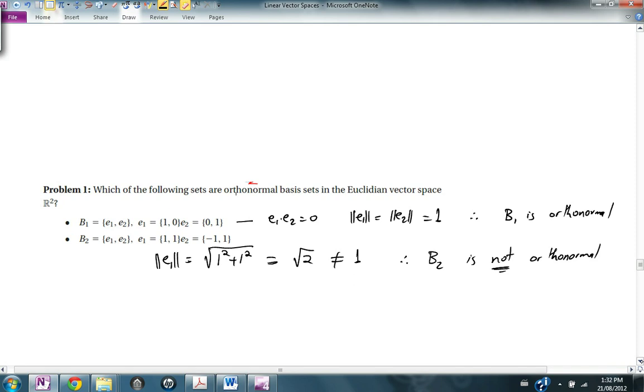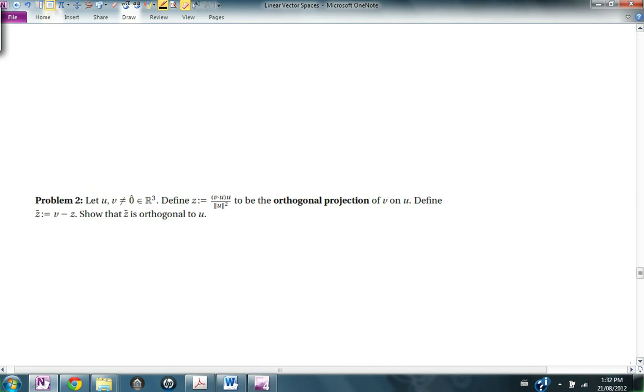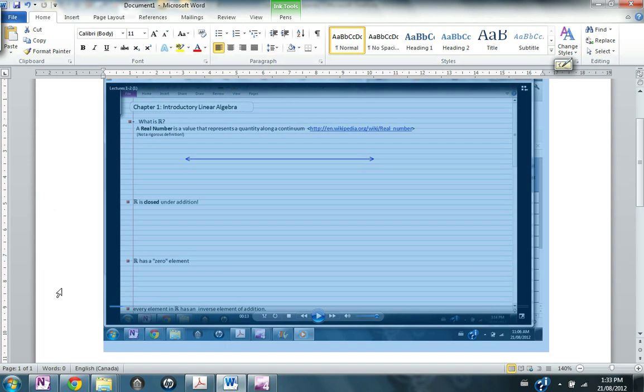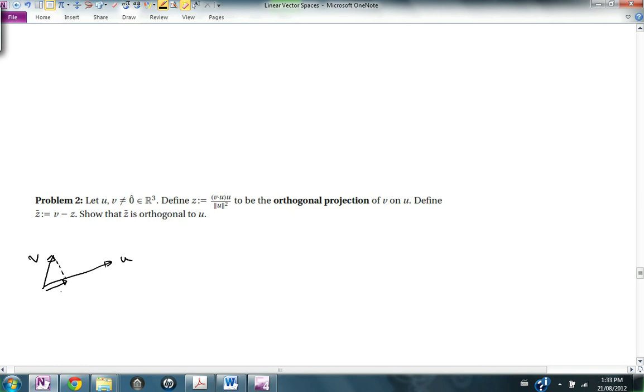Sometimes, having defined orthogonal vectors, I would like to get the projection of one vector onto another. I would like to get a vector z and another vector z bar such that v is equal to z plus z bar, and z bar is perpendicular to u. So how do I find that orthogonal projection z? Z is the orthogonal projection of v on u. How can I do that?